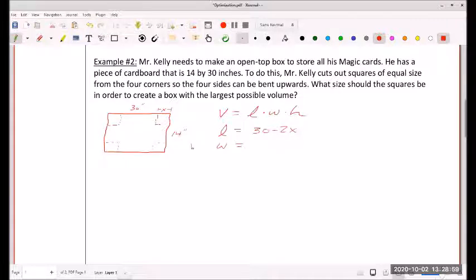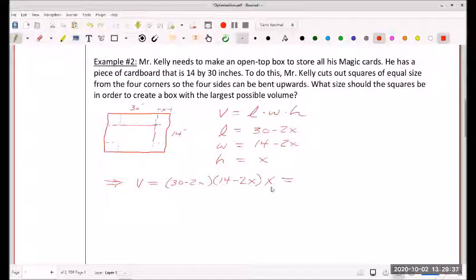The width is going to be the 14 inches minus 2x, right? This will be the length in here of the box once we fold it up, and this will be the width. And then, of course, the height, when we fold that up, will just be that x, right? So now we can put all that together and get our volume in terms of a single variable x. We have 30 minus 2x times 14 minus 2x times x. And we can go ahead and multiply that out. We'll FOIL this and then we'll multiply the x.